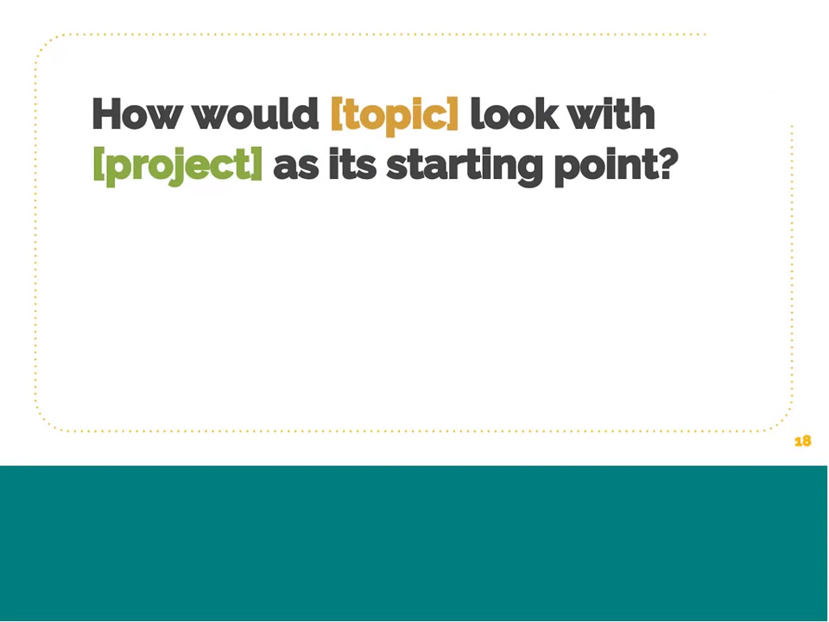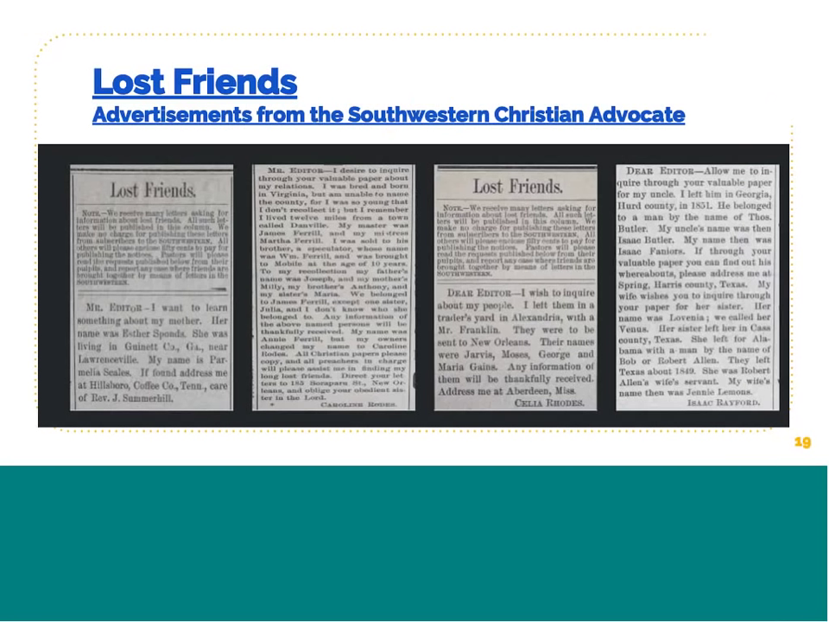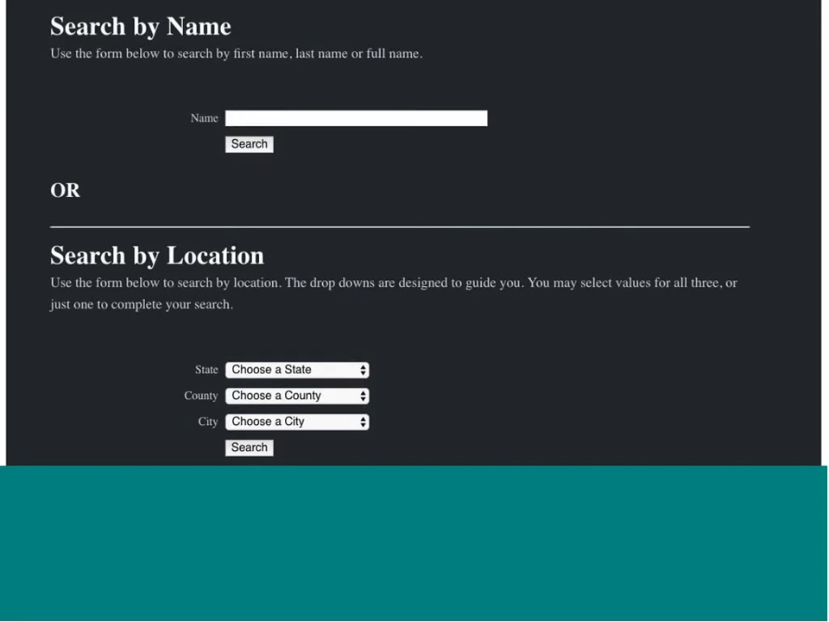A good example of this is the Lost Friends Project. And this is a project of the Historical New Orleans Collection, and in this case, the sources are personal advertisements from the Southwestern Christian Advocate newspaper, and they've been placed by individuals searching for lost loved ones from whom they were separated by slavery. In this case, the sources are the ads themselves, and they've been processed by being extracted from the newspapers as separate items, and the process has also included adding metadata for the names of the people searching and being searched for, the date, and the locations associated with the ads.